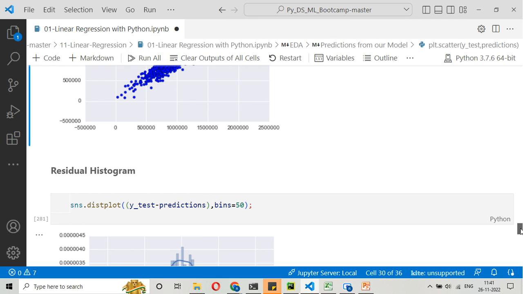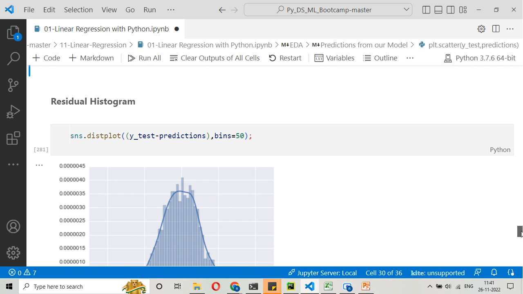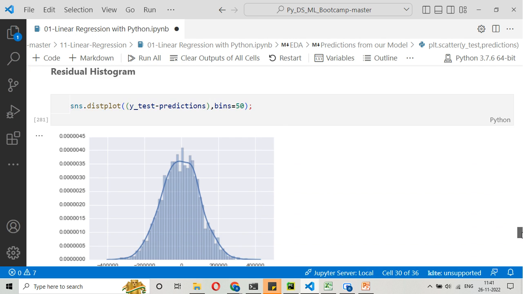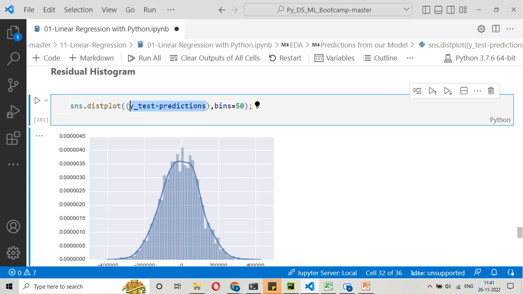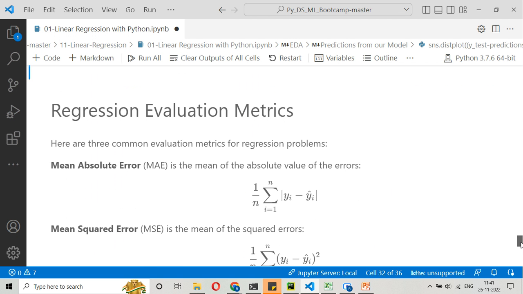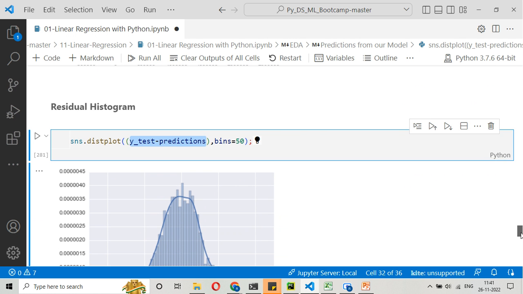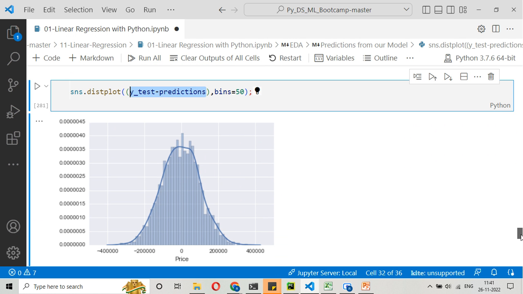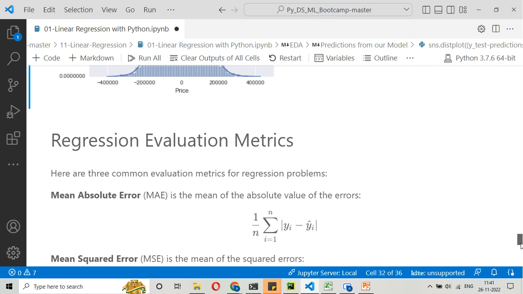Based on that deviation, we usually do the residual plot of the error. This is the error: Y test minus your prediction. You can see this error is normally distributed. When we get this normally distributed error, we call this model a correct model. Our error term should be normally distributed. That is one more assumption in linear regression.